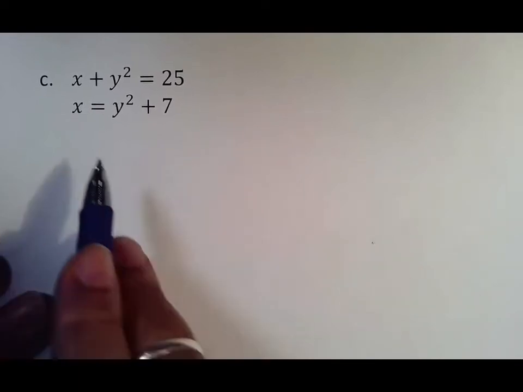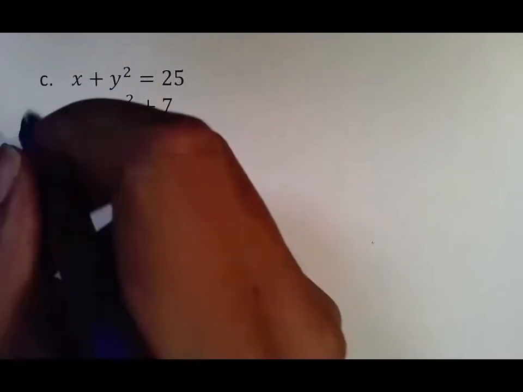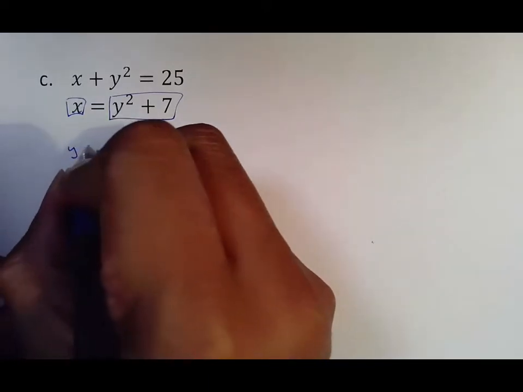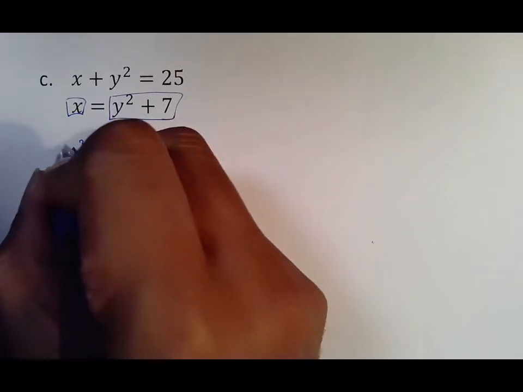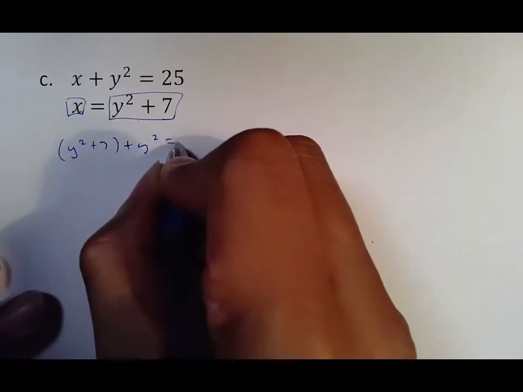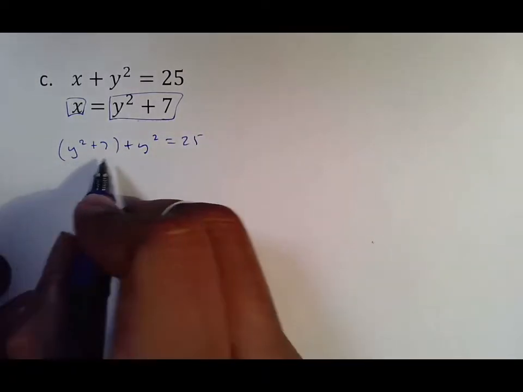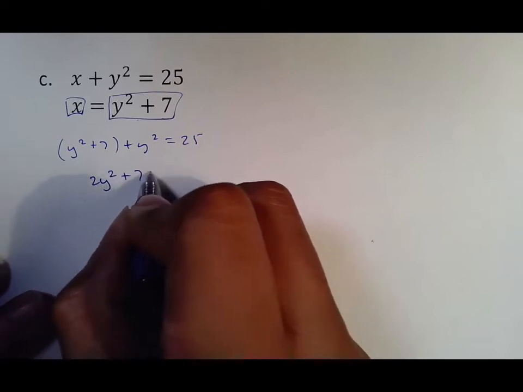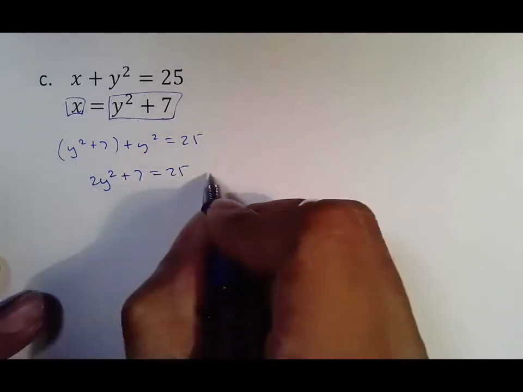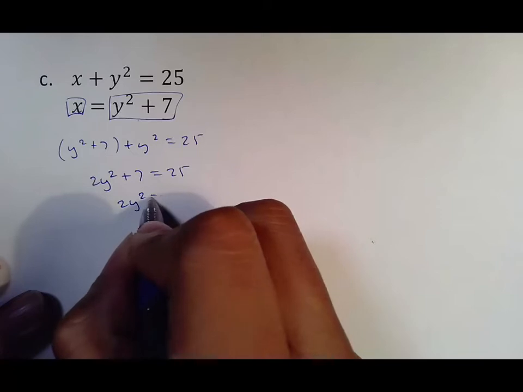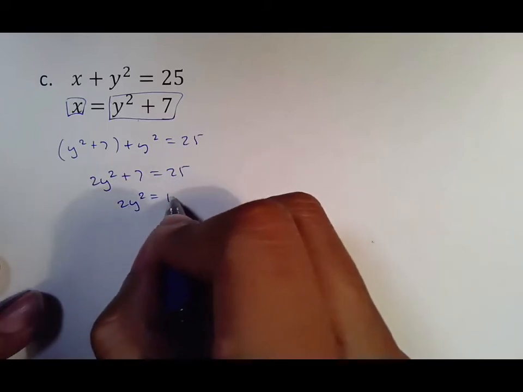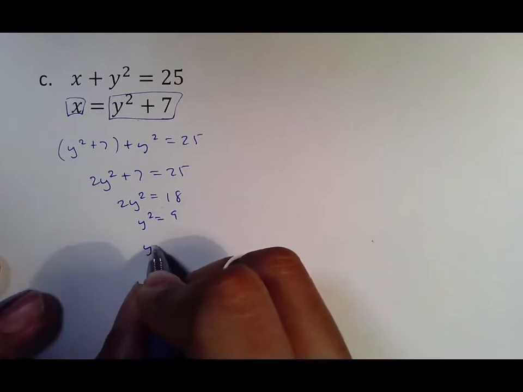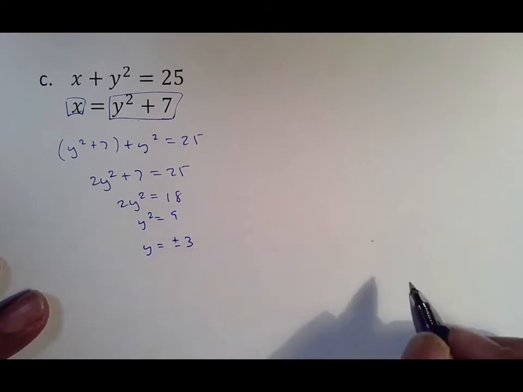Again, typically substitution is going to be your case, and that is the case here because you notice you have an x all by itself. So what I'm going to do is plug that up there. y squared plus 7 plus y squared equals 25. Because there's nothing else there, I can just put my like terms together. 2y squared plus 7 equals 25. Subtracting the 7, you get 2y squared equals 18. You then divide by 2, getting y squared equals 9, and then square rooting, you get plus or minus 3.